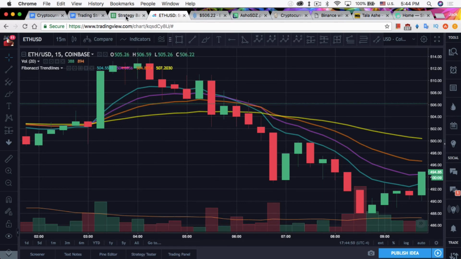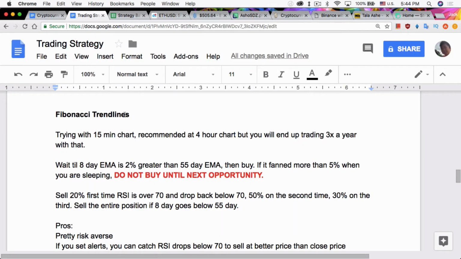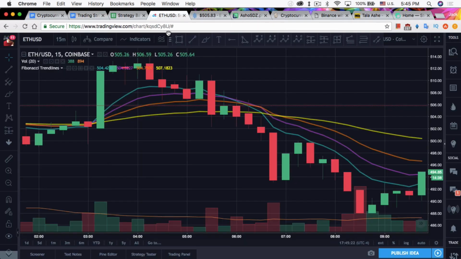So that's why I needed to modify this strategy so that I know exactly when to buy in and when not to buy in. So what I did was I set this heuristic saying wait till the 8-day EMA is 2% greater than the 55-day EMA, then buy. So if it fanned out more than 5% when you're sleeping, do not buy until the next opportunity. It's very straightforward because right now this is a manual trading process. It's manual backtesting, but it's also a manual trading process.